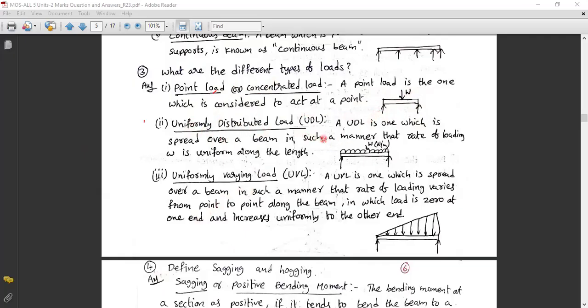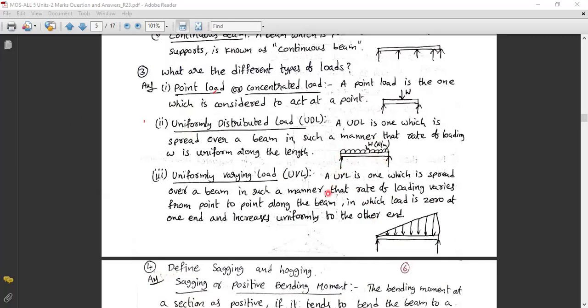Next, the uniformly distributed load. Here we can see this is a simply supported beam. Continuously, some water or soil or some liquid is spread over this length. How much length is there, uniformly? It is distributing a uniform load. Then you can take the weight of the water here in Newton per meter. As per the definition, a UDL is one which is spread over a beam in such a manner that the rate of loading W is uniform along the length. So W is spread over this length. It is a UDL.